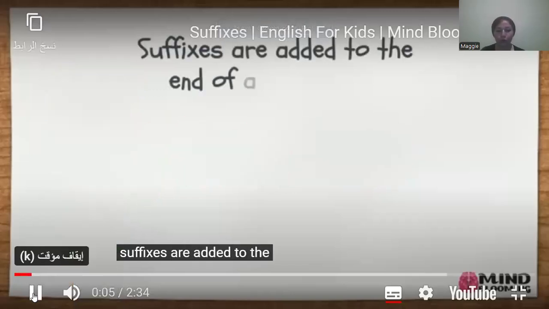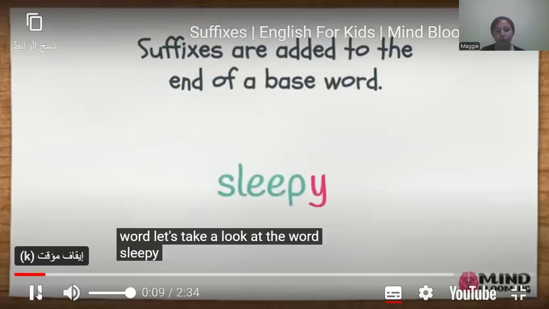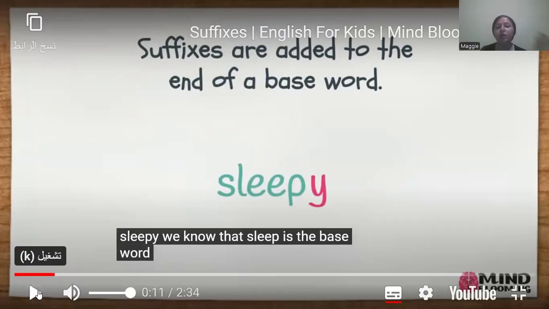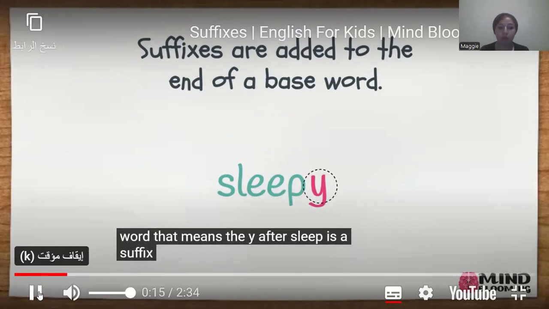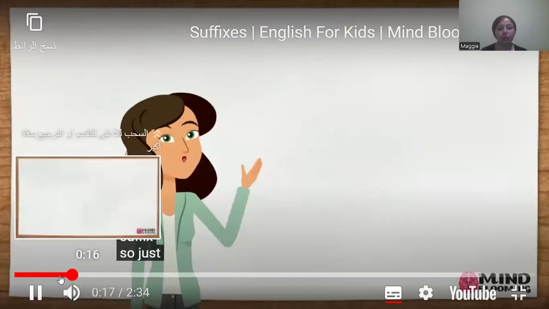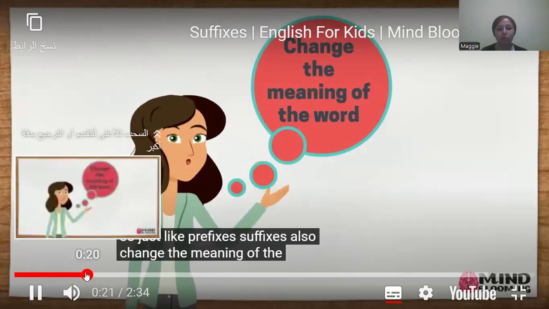Suffixes are added to the end of a base word. Let's take a look at the word sleepy. We know that sleep is the base word. So as you see here, there's a base word and then we add a letter or more to the word to change the whole meaning. That means the Y after sleep is a suffix. So just like prefixes, suffixes also change the meaning of the word.